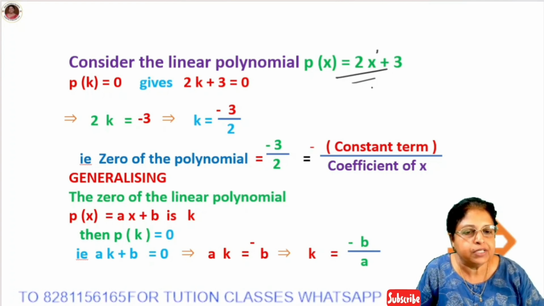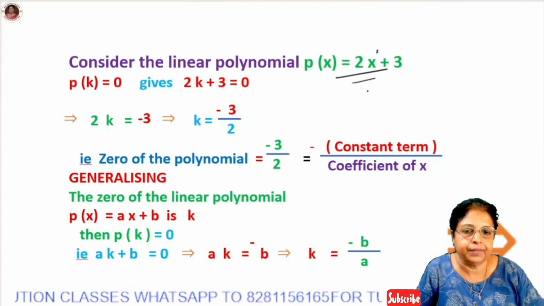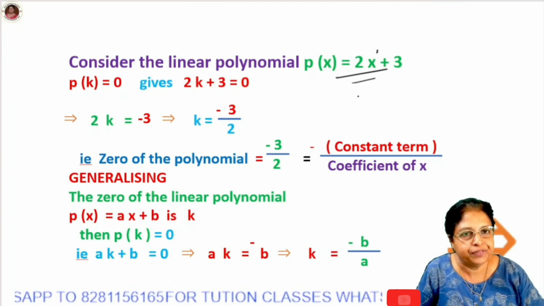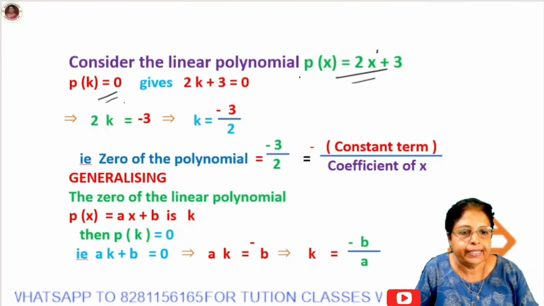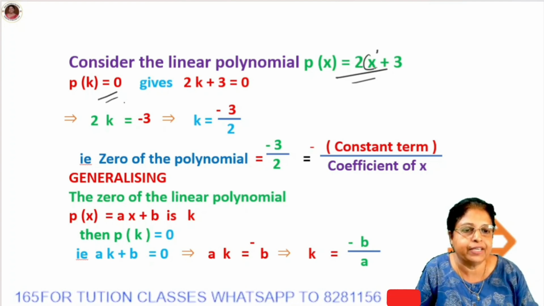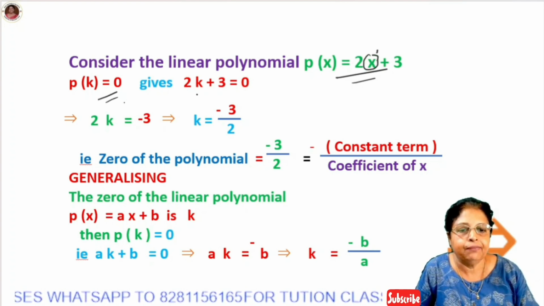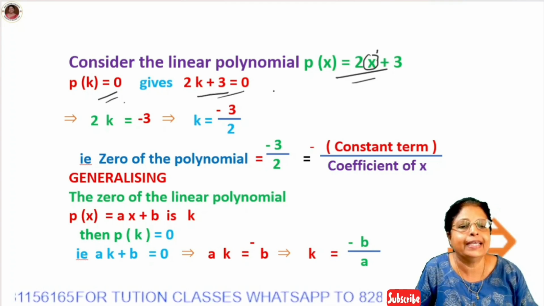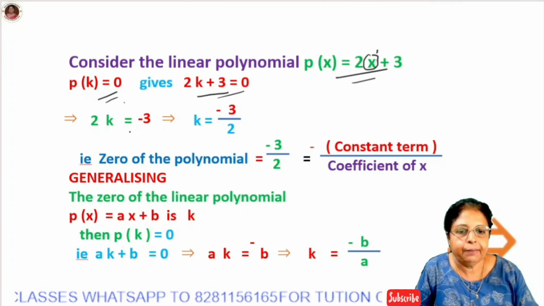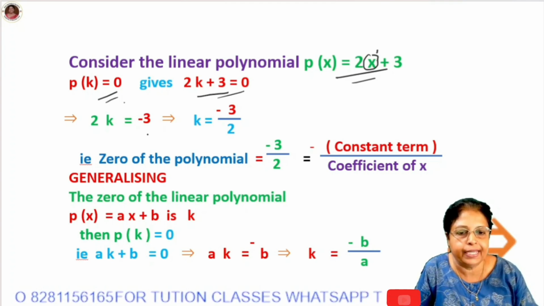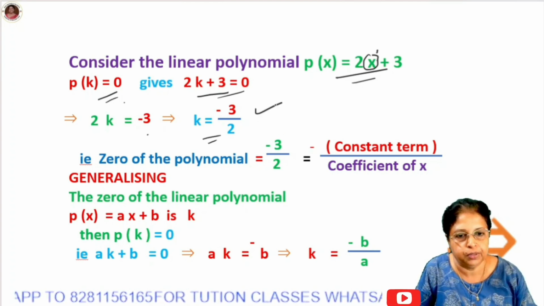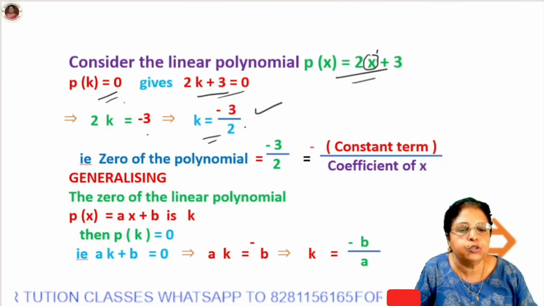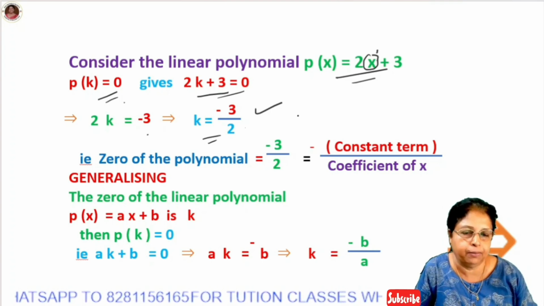We want to find out the zero of this polynomial. Let k be the zero of this polynomial. Then we know that p of k equal to 0. That means instead of this x, we can substitute k. Then we get 2k plus 3 equal to 0. That means 2k equal to negative 3. That means k equal to negative 3 upon 2. That means negative 3 upon 2 is the zero of this polynomial.